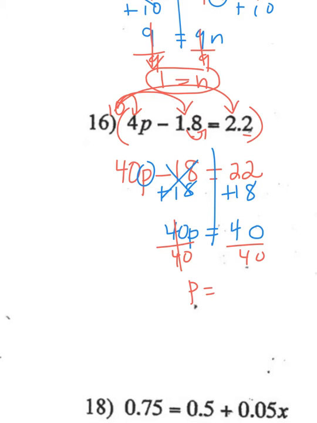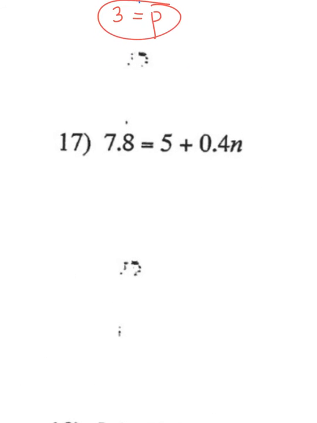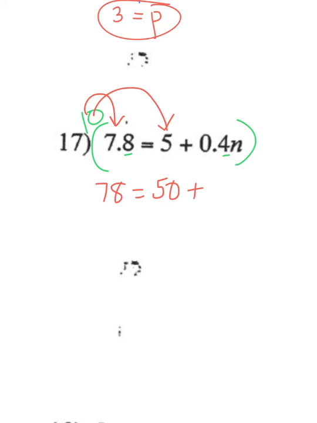P equals 1. All right, let's go to this one. I see those decimals again, so I know they're in the tenths place, so I can multiply everything here by 10. 10 times 7.8 is going to be 78. 10 times 5 is going to be 50. And 10 times 0.4 is going to be 4n.